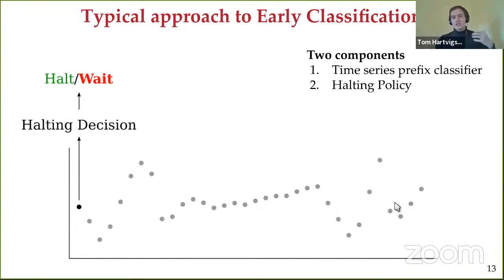The standard approaches to solving early classification problems all fall into one general category where we have two components. The first is a time series prefix classifier, which is just to say, given a time series recorded up to a certain point, generate a classification. This is pretty standard supervised learning. Most of the focus in early classification comes from the second component, which is to figure out a halting policy. That is to say, I've seen the time series up until a certain point.